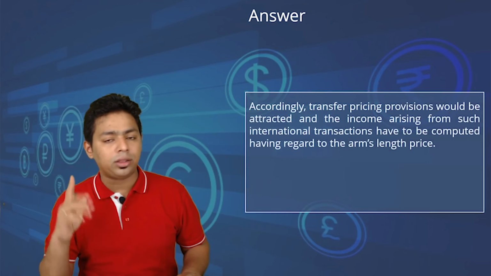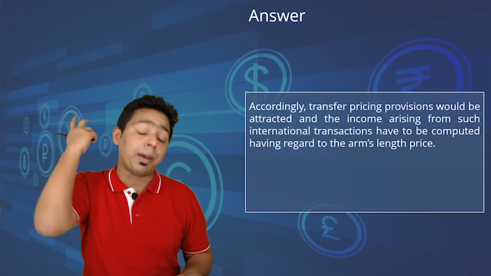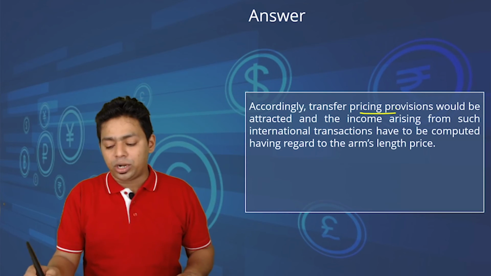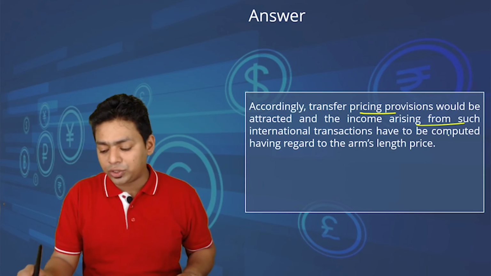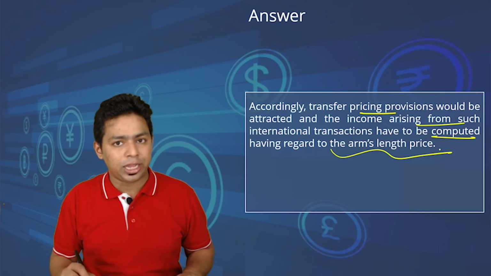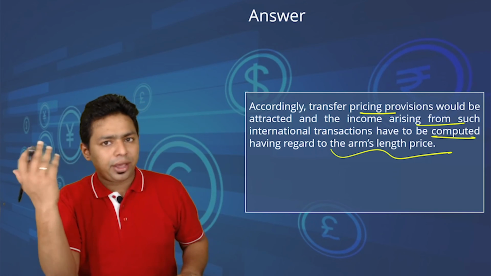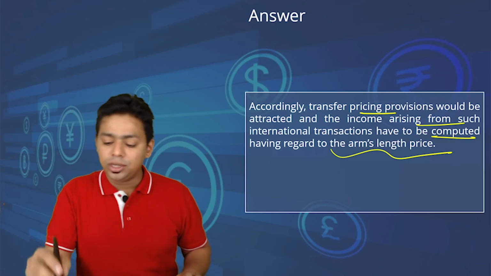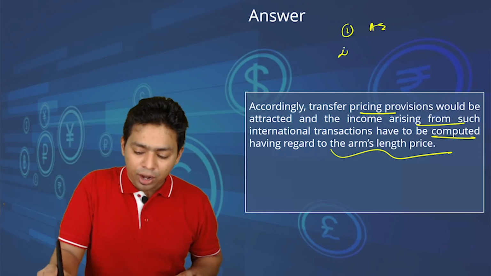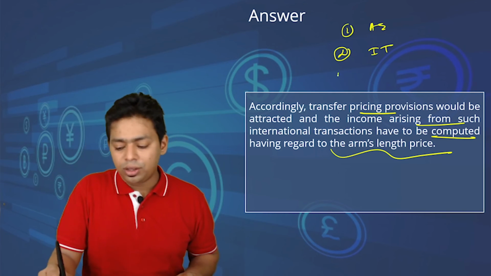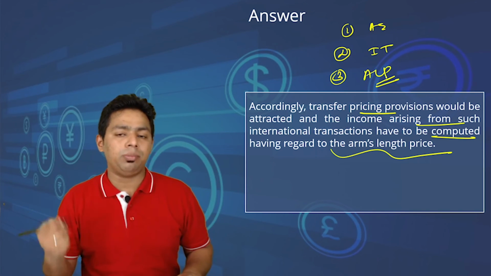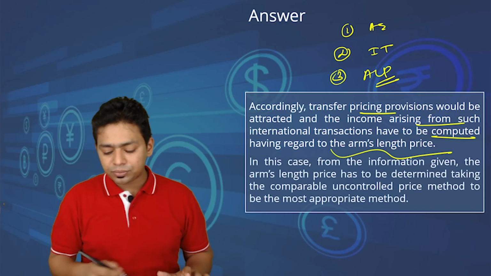Two conditions are complied. The third condition is that the transaction should have happened at arm's length price. Accordingly, transfer pricing provision would attract, and the income arising from such transactions has to be computed having regard to arm's length price. These three paragraphs are almost fixed. Whenever you write the answer: paragraph 1 AE, paragraph 2 international transaction, paragraph 3 ALP. Make a practice of these three paragraphs.